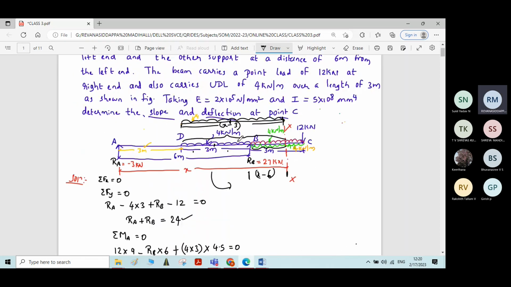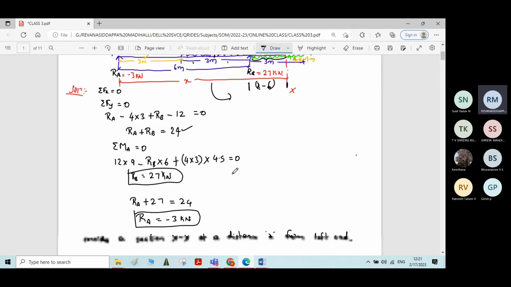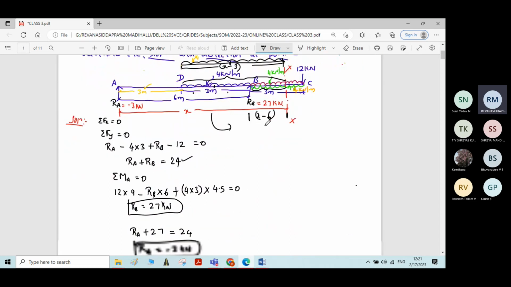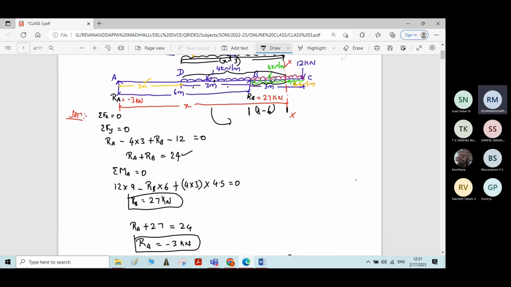One thing remember, whenever the UDL is given, you need to extend the UDL up to the last point. This is a very important step. To generalize the equation for the full length of the beam, we have to extend the UDL up to the last point. Equal and opposite UDL of the same magnitude we need to apply. Okay.